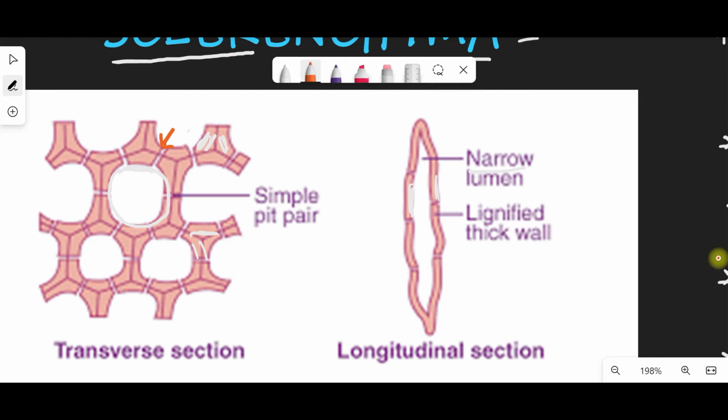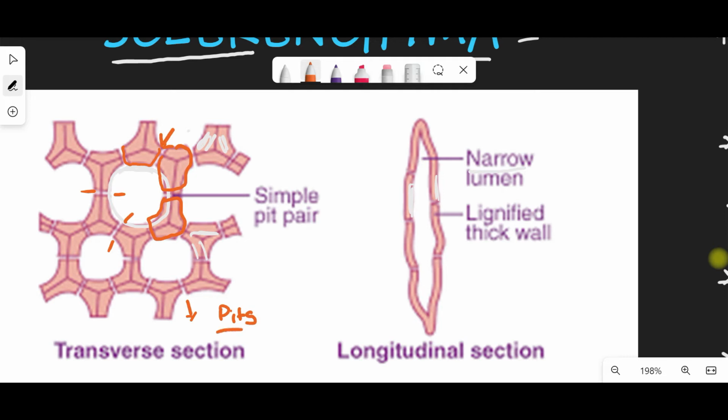This gap is nothing but an unthickened region of the cell, where the lignin thickening is present in this region, in this region, in this region. But there are certain gaps present in the cells which are not thickened. These are generally called unthickened regions.